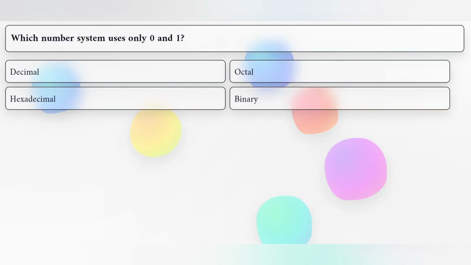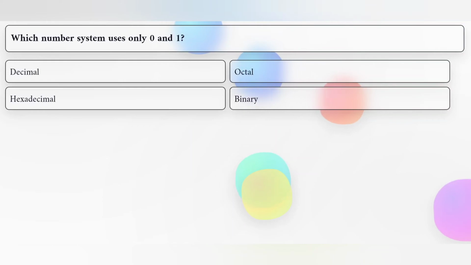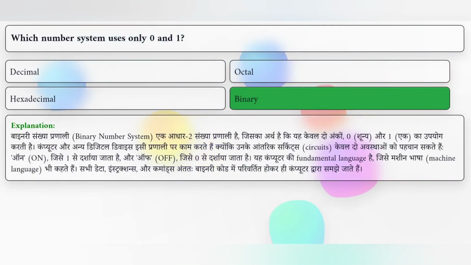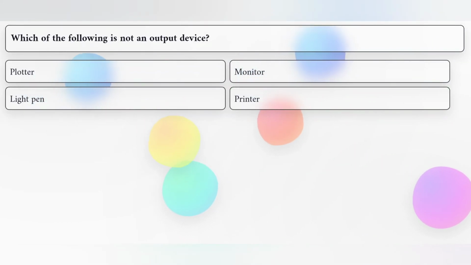Which number system uses only 0 and 1? Decimal, octal, hexadecimal, binary. Which of the following is not an output device? Plotter, monitor, light pen, printer.